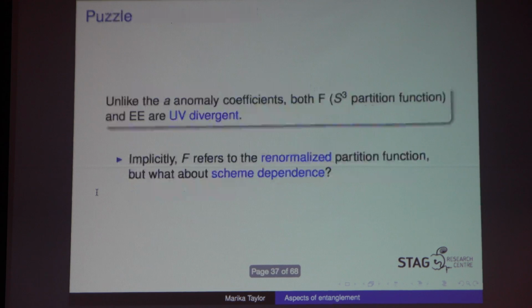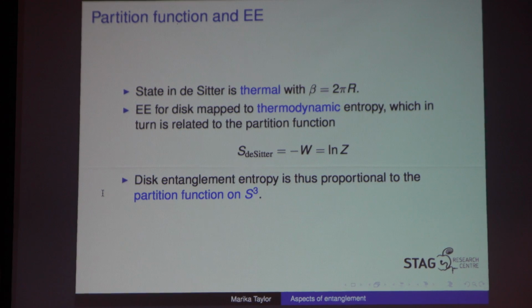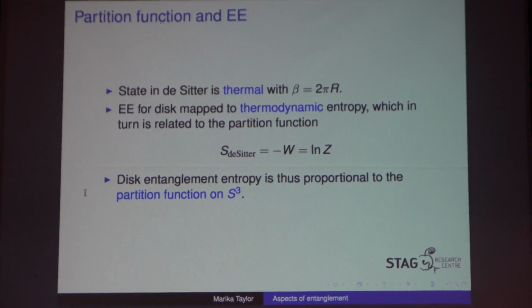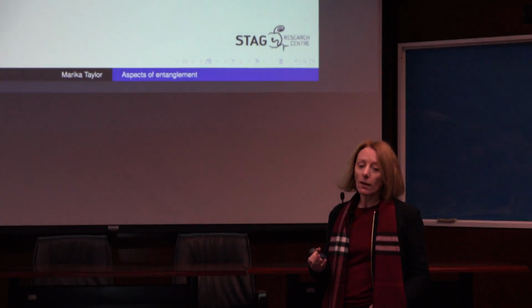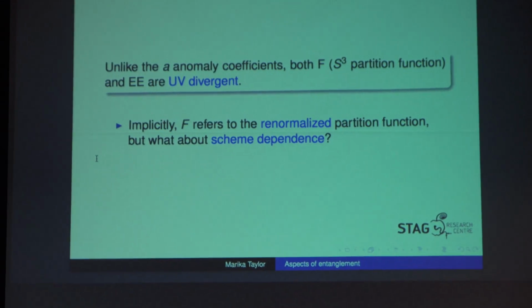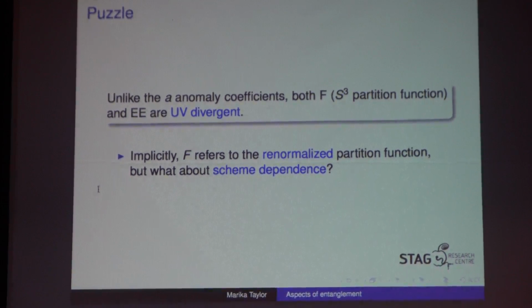Now, we have a conjecture that the partition function on the S3, the F quantity as it's called, is the quantity that counts the degrees of freedom. But this means if it's equivalent to the disk entanglement entropy, the disk entanglement entropy should also be counting the number of degrees of freedom in the quantum field theory. But there's a puzzle, and it's a puzzle which I think should have been clarified much earlier in the literature, which is that unlike the A anomaly coefficients which show up in even dimensions, both the F, the S3 partition function, and the entanglement entropy are ultraviolet divergent.